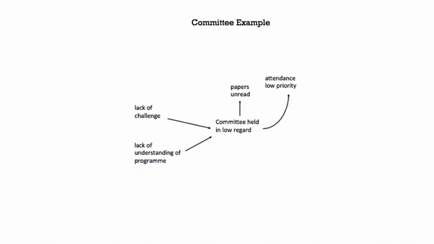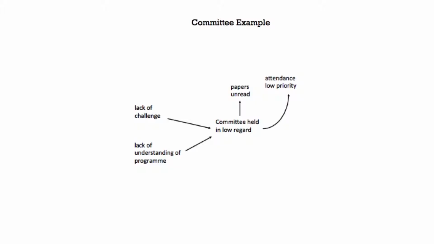So the committee is held in low regard was the starting point. It was something that they wanted to understand more about. Using an arrow to show that the committee held in low regard will cause or lead to something, it was like, well, what happens because it's held in low regard? In this instance, because it was held in no regard, the papers for the committee weren't read, and attendance was a really low priority. And why was the committee held in no regard? Well, there was a lack of challenge, and there was a lack of understanding about the programme that it was supposed to be working on.